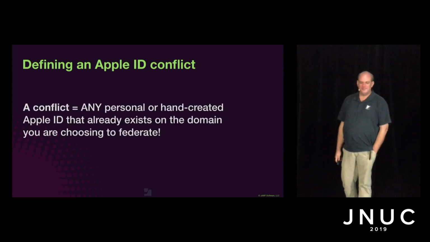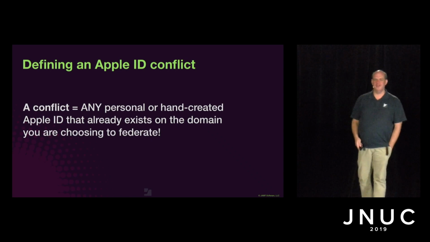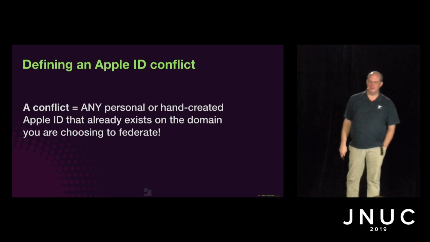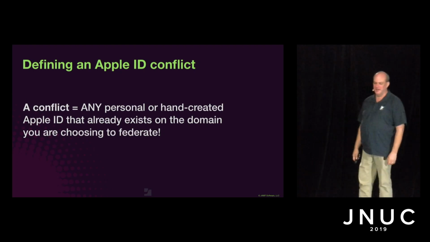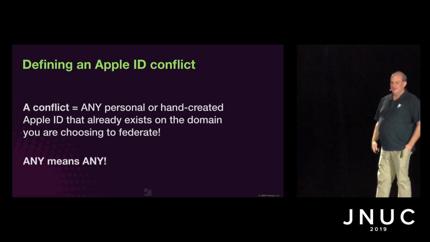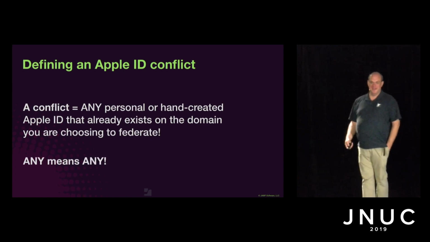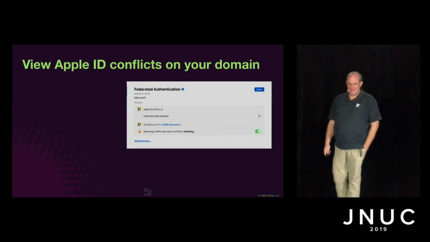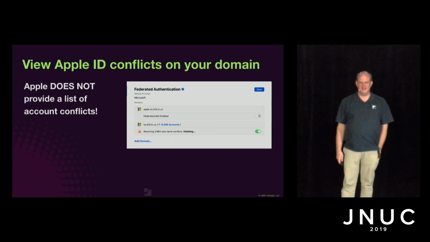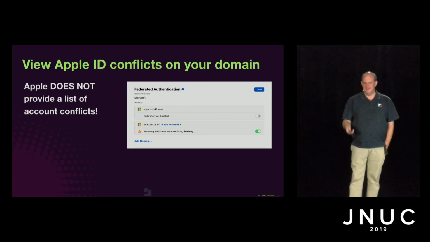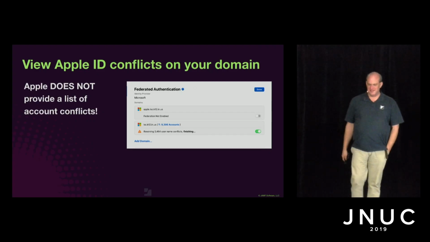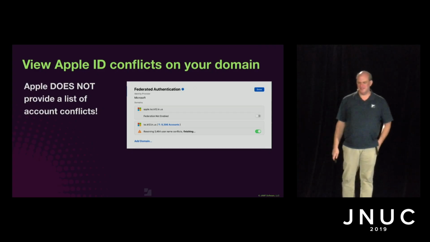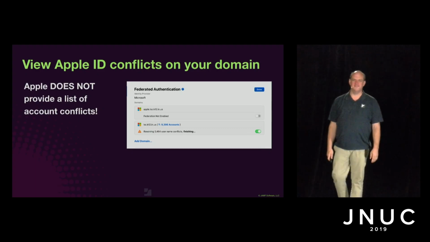But there's more. So I want to go ahead and make a point to define what a conflict is. A conflict is any, with a capital A-N-Y, personal or hand-created Apple ID that already exists. And any does truly mean any. We're going to get to that in a bit. So by default, Apple doesn't provide you a list. They provide you a number. So you see our total list of accounts there, and then the conflicts. When we got to that point in the process, we realized we had 3,464 conflicts.